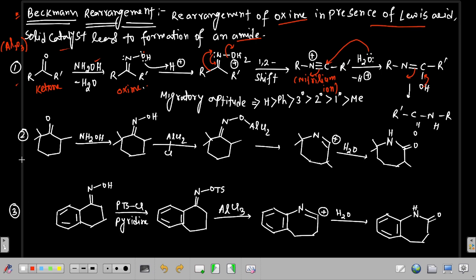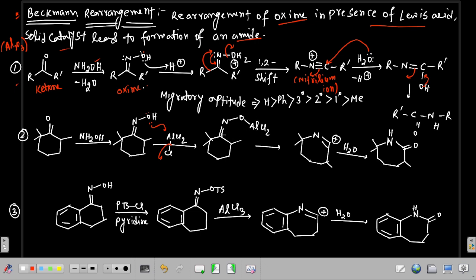Now we'll see the next example. This is the ketone. So this ketone reacts with hydroxylamine. It gives the oxime. Now in the presence of the Lewis acid catalyst, that is aluminum chloride, it will attack the aluminum chloride and it leads to the removal of the chloride. So it will form this oxygen-aluminum bond.